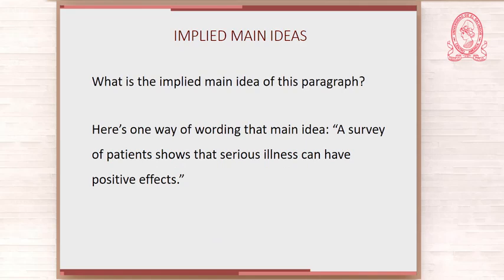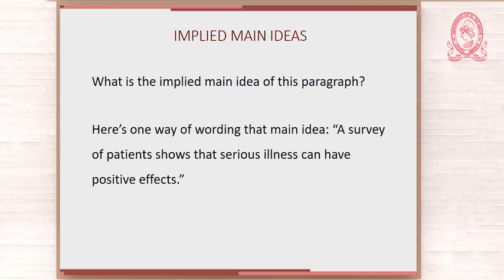What is the implied main idea of this paragraph? Langan explains that to find an implied idea, consider all of the supporting details. First, try to figure out the topic of the passage. In this case, all of the sentences are about one survey. So, we can say that the topic of the passage is a survey of patients. The main idea will be a summary of what the paragraph says about the survey. Here's one way of wording that main idea. A survey of patients shows that serious illnesses can have positive effects.